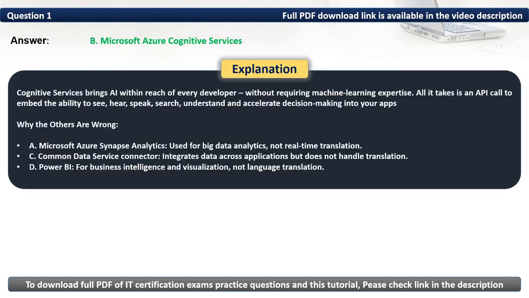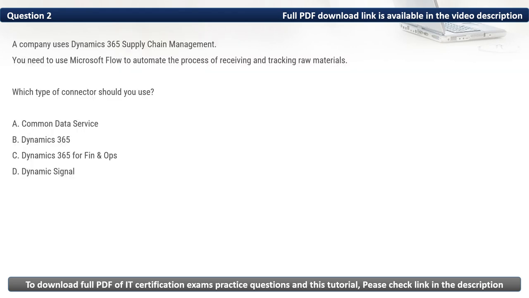Cognitive Services brings AI within reach of every developer without requiring machine learning expertise. All it takes is an API call to embed the ability to see, hear, speak, search, understand, and accelerate decision making into your apps. Question 2. A company uses Dynamics 365 Supply Chain Management. You need to use Microsoft Flow to automate the process of receiving and tracking raw materials. Which type of connector should you use?